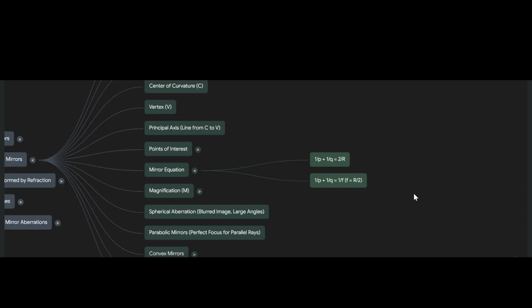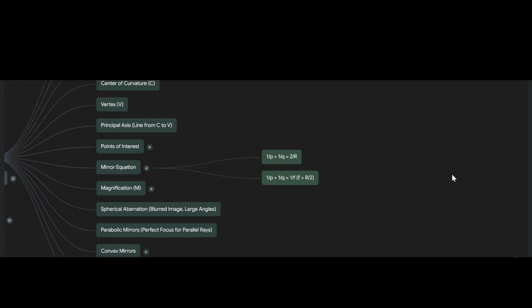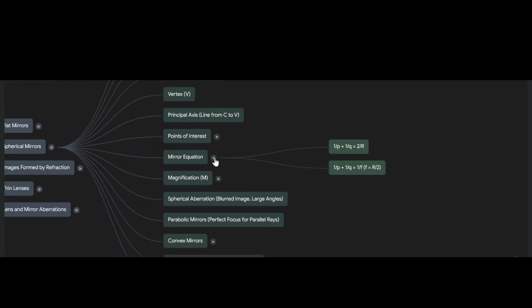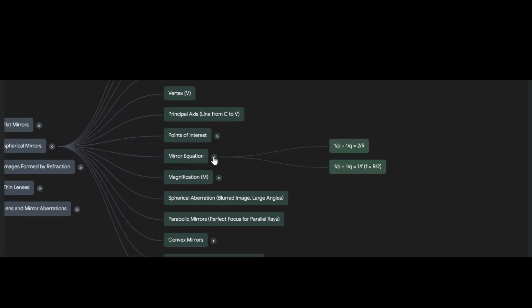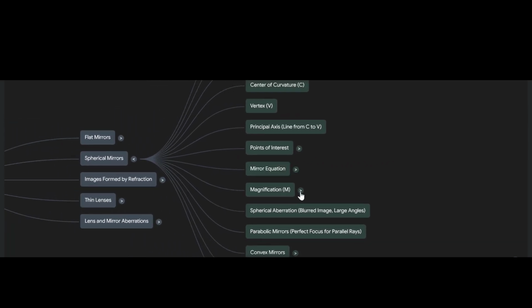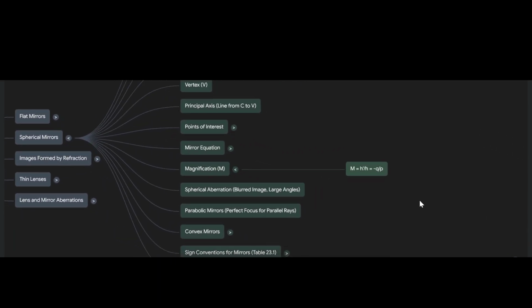And magnification. Is it still M = H'/H? It is, yes. The definition M = H'/H still holds. But for spherical mirrors, we also have another way to calculate it. M = -Q/P. Right. Why the minus sign?